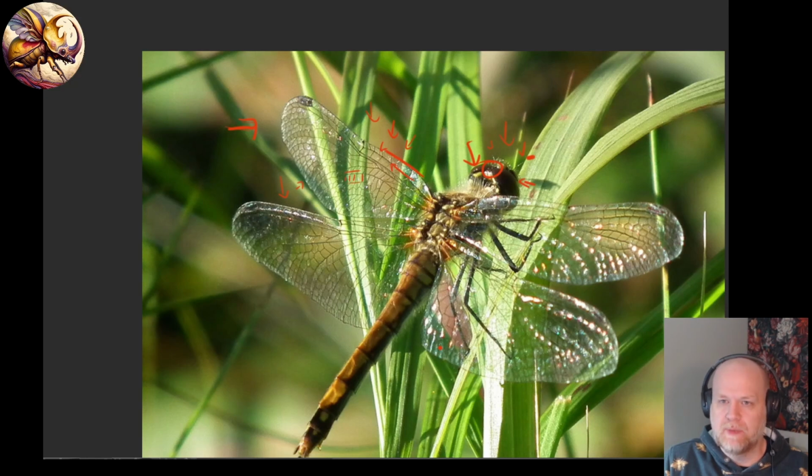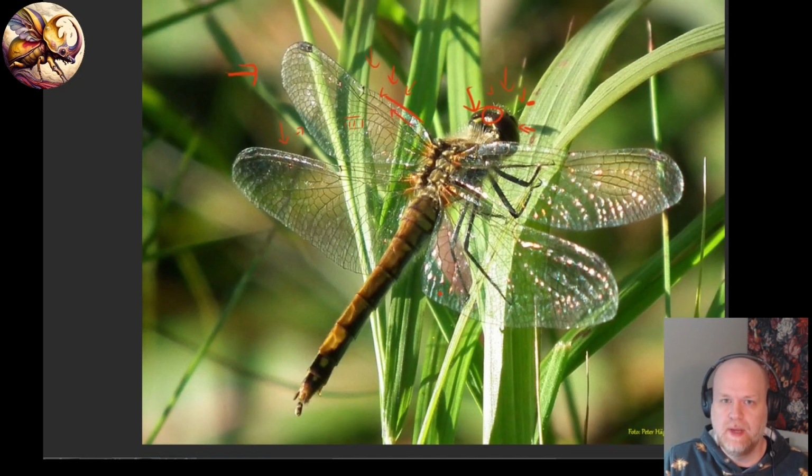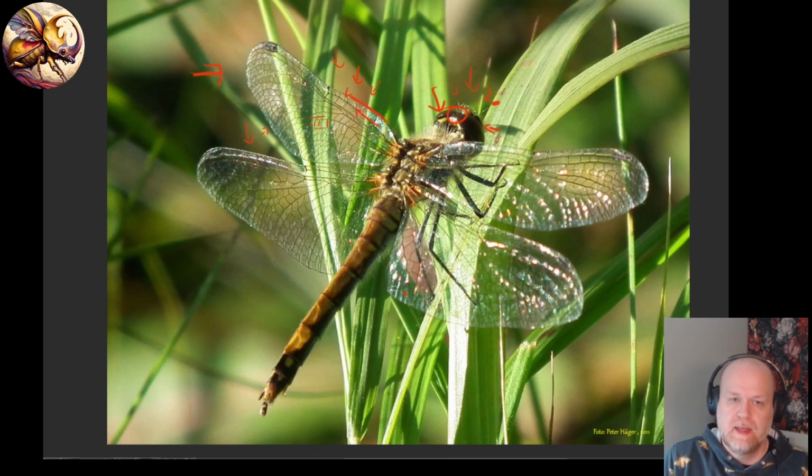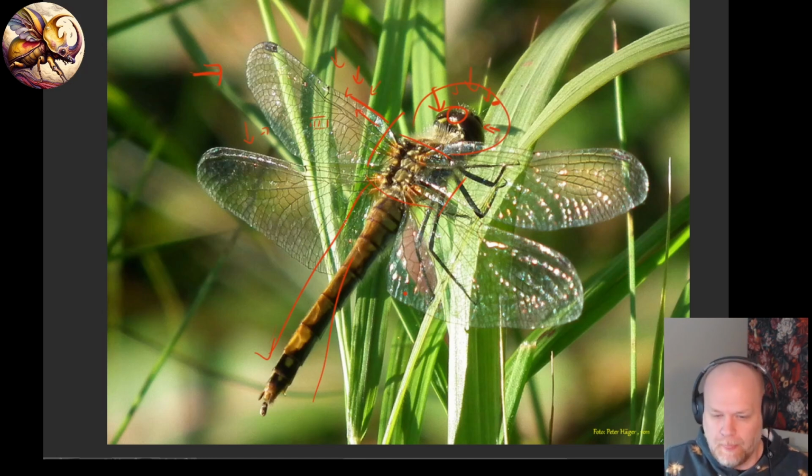Other things about this group, right? They have a very distinct silhouette. They have a very long and thin abdomen, a very chunky, powerful thorax, and a head that is just barely attached to the body because it has very good mobility.